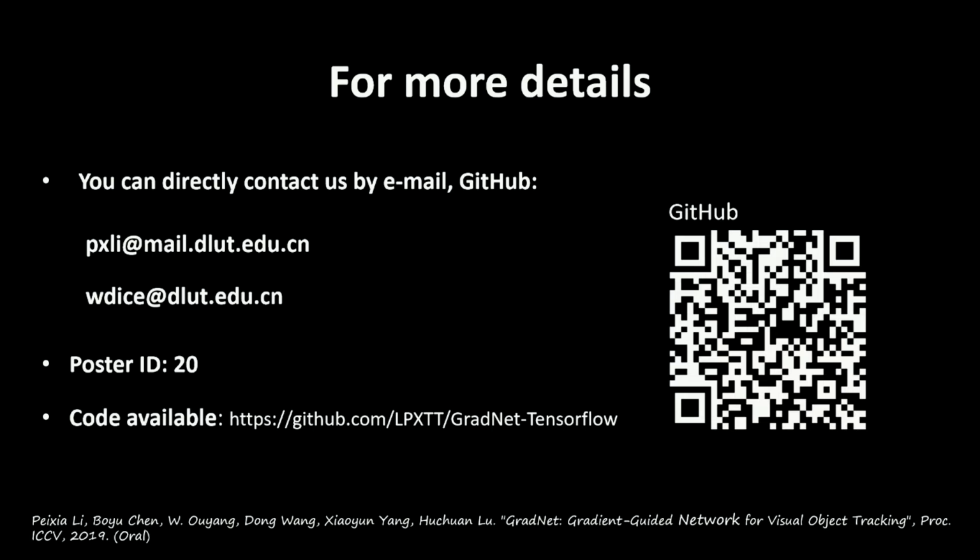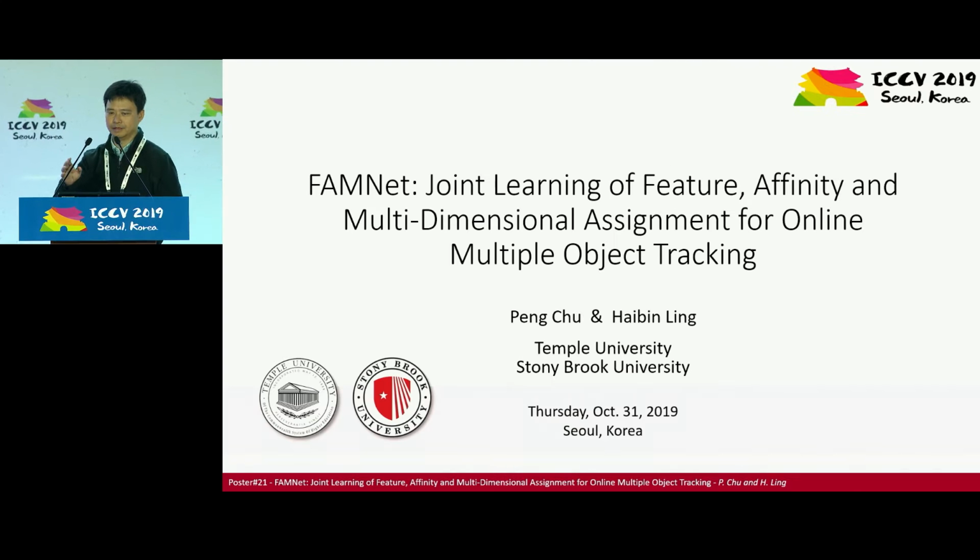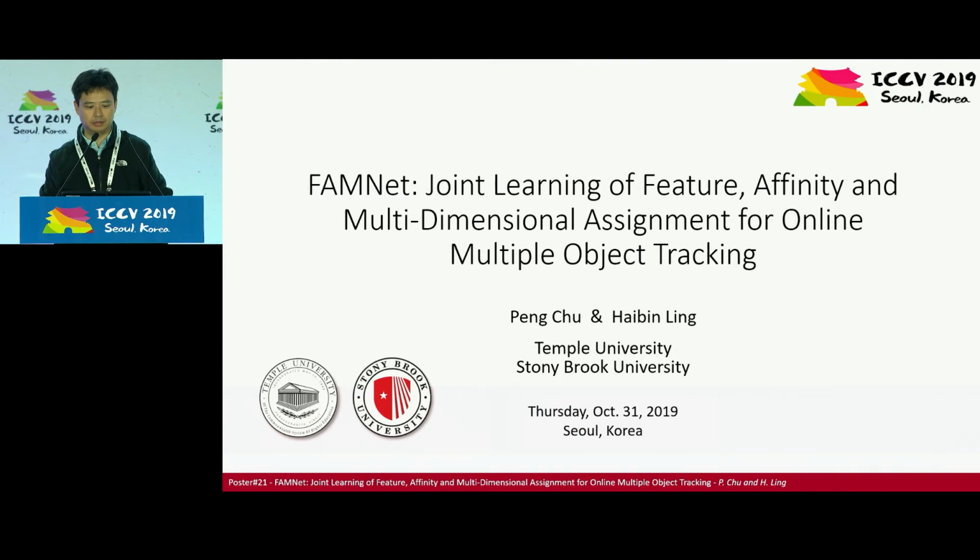All right, next paper is FAMNet, Joint Learning of Feature, Affinity, and Multidimensional Assignment for Online Multi-Object Tracking. Hello, everyone. So the title for our paper is FAMNet, Joint Learning of Feature, Affinity, and Multidimensional Assignment for Online Multiple Object Tracking. My name is Haibin Ling. This is a paper with my student Peng. He cannot attend here due to visa issues, unfortunately.